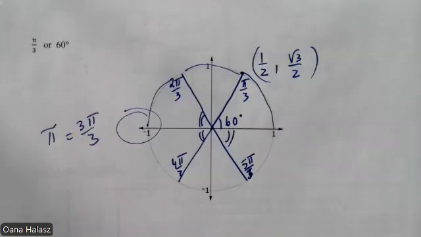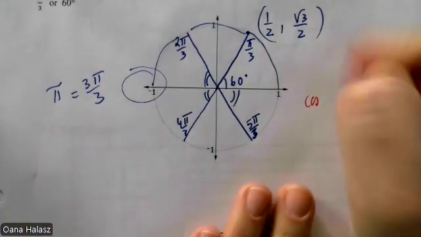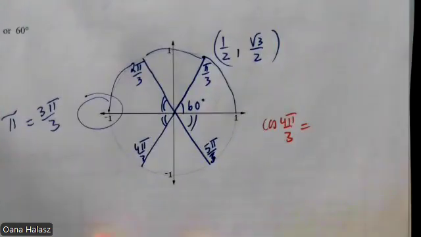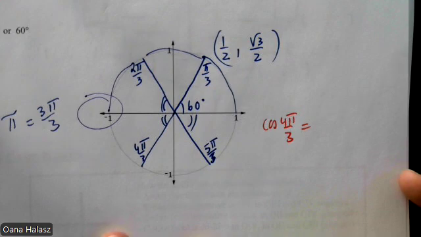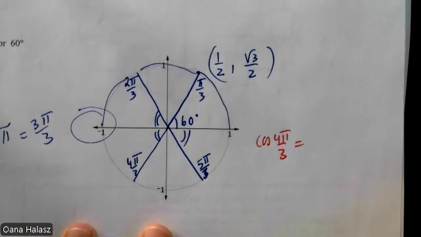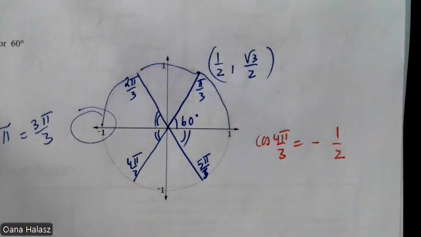Okay, so now that we have all of them, I can ask you the questions. What is cosine of 4 pi over 3? Negative 1 over 2, yes, because it doesn't matter if it's sine or cosine. In quadrant 3, they're both negatives, because in quadrant 3, the coordinates are both negatives, yes?